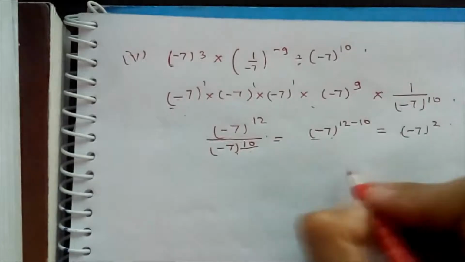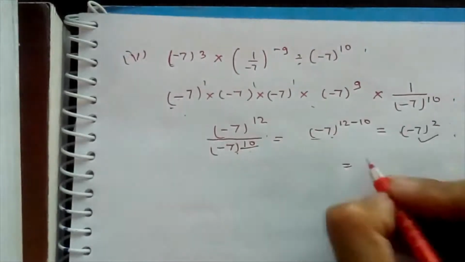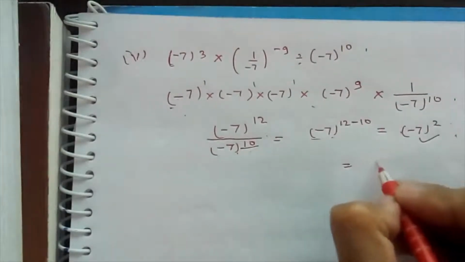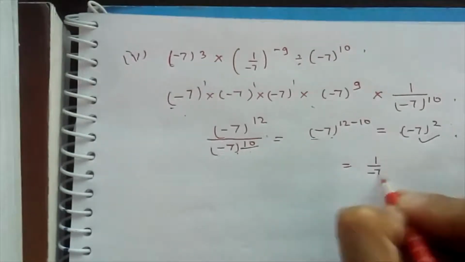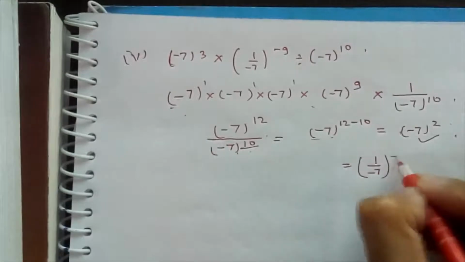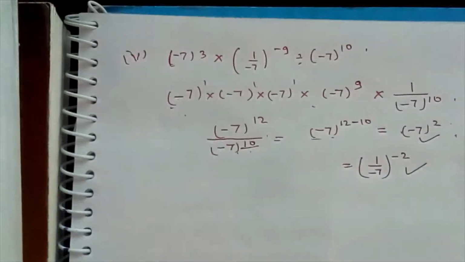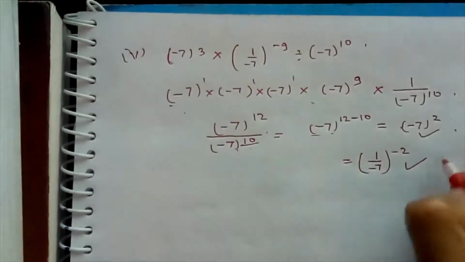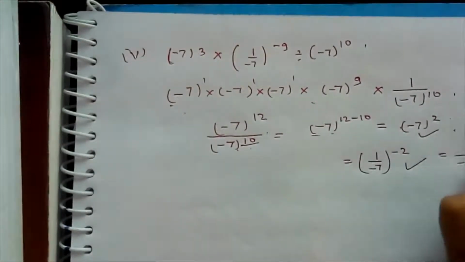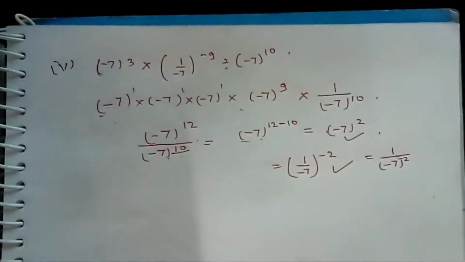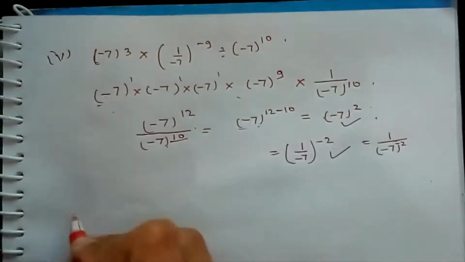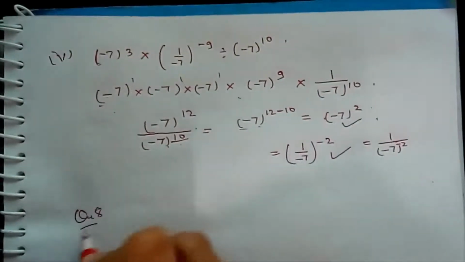It's 2. It's the answer, but in negative exponent we will represent it as 1 upon minus 7 whole to the power minus 2. It's the answer. Or you can write it as 1 upon minus 7 whole to the power 2. Okay, minus 2. Just like this. Let's move to question number 8, that is simplify.